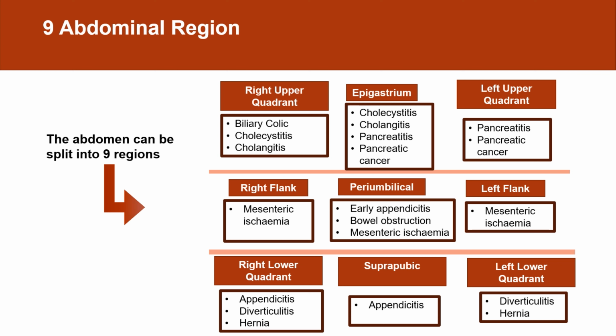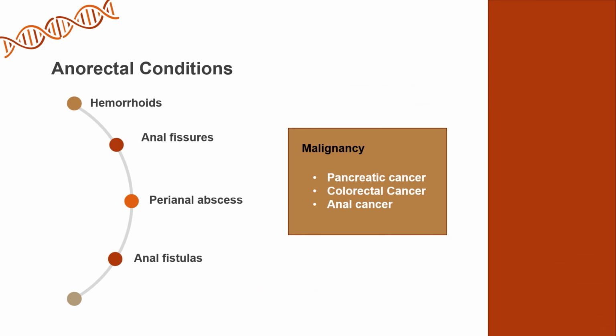Now, in the left lower quadrant, again, bowel can be found. So diverticulitis and hernia are again common in these areas. So that may seem like a lot of topics that we're going to cover, but quite a few of the conditions can be spread over multiple regions of the abdomen. And we'll be going through these topics in a lot more detail throughout these series.